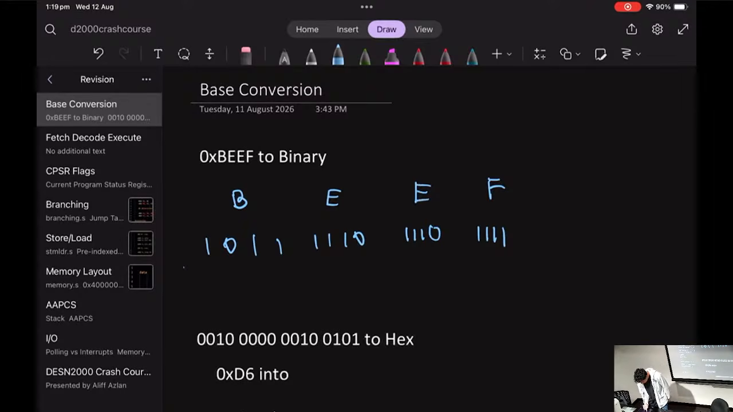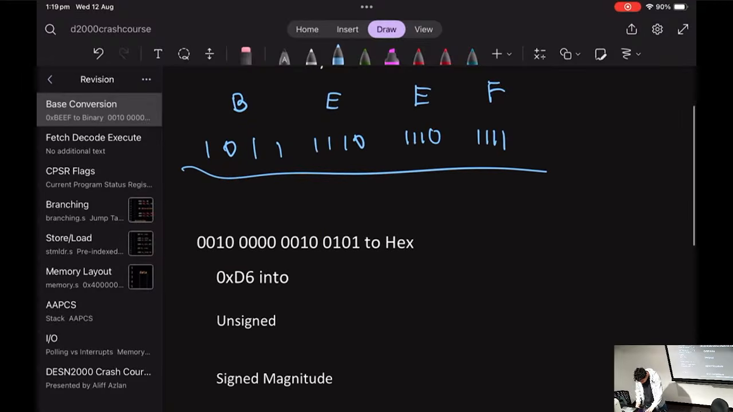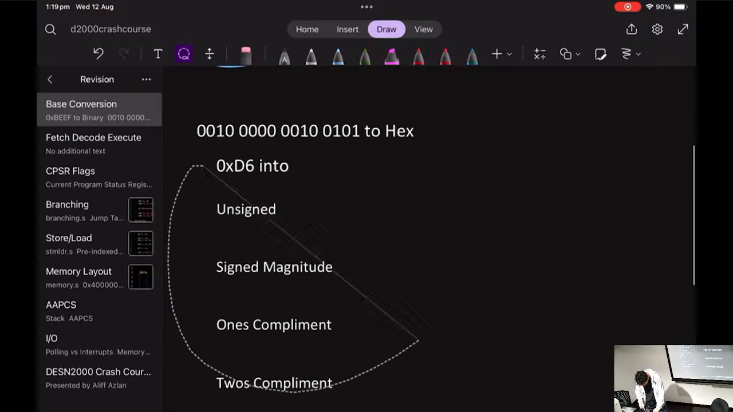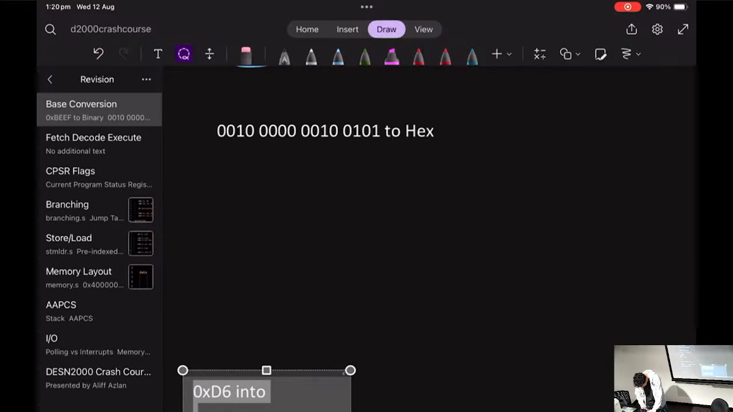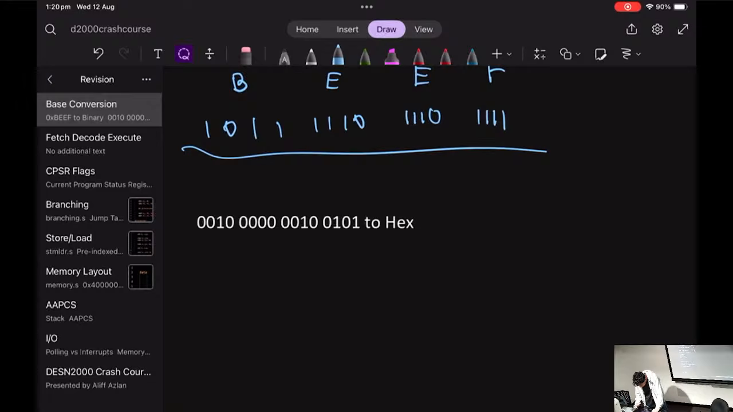Yeah, and that's the end result. That is beef in binary. Now, we can actually do it the other way around. Let me give myself a lot of space here. Cool. So with binary, if you're asked to convert into hex, we do the exact same thing, but the other way around.